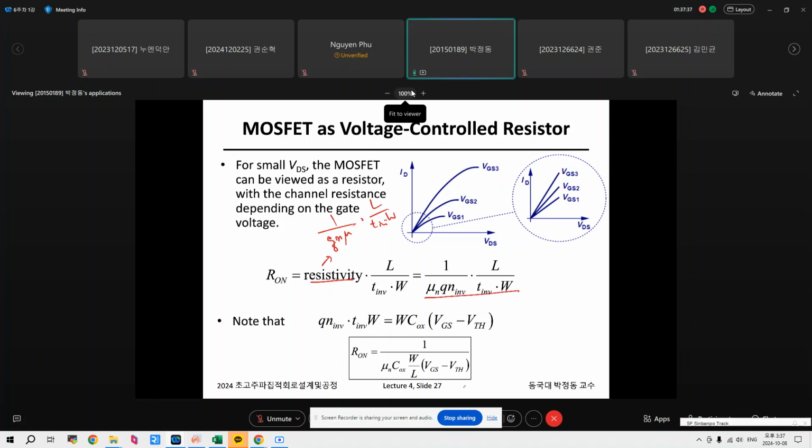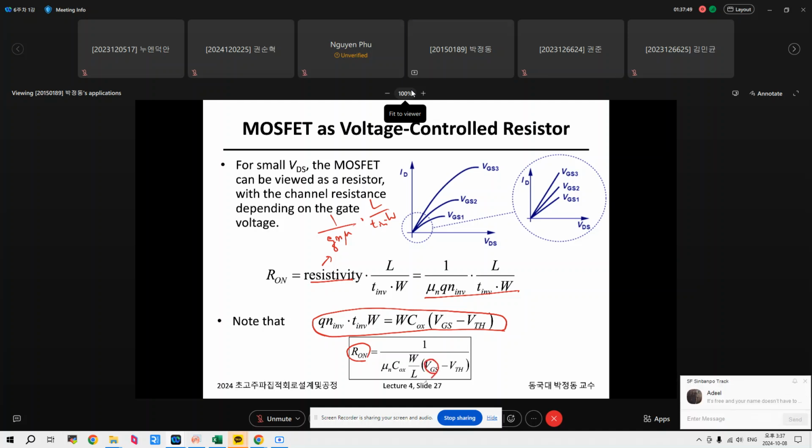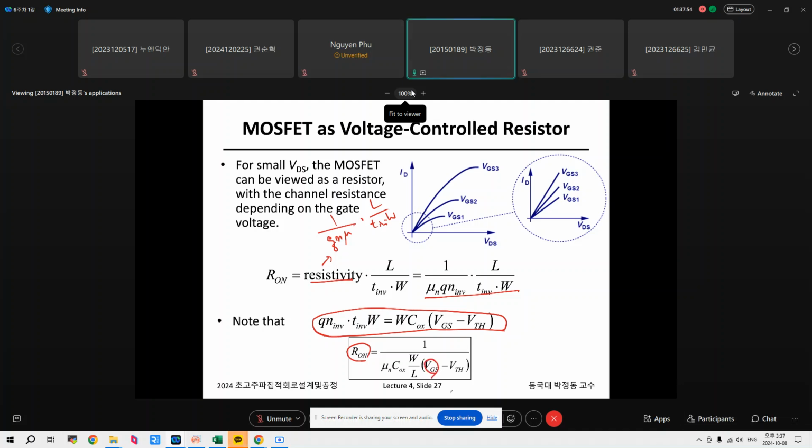So we already derived the relation between this and this one. That's why we got channel resistor as a function of applied gate voltage, like this. So MOSFET with a VDS equal to almost 0 is working as a variable resistor. This is the source and this is the drain.